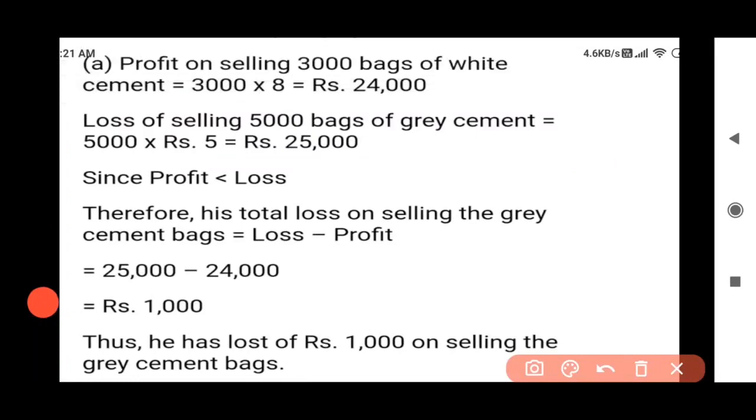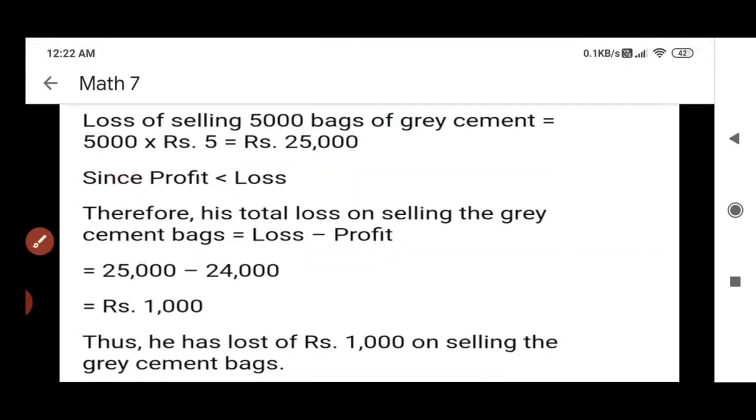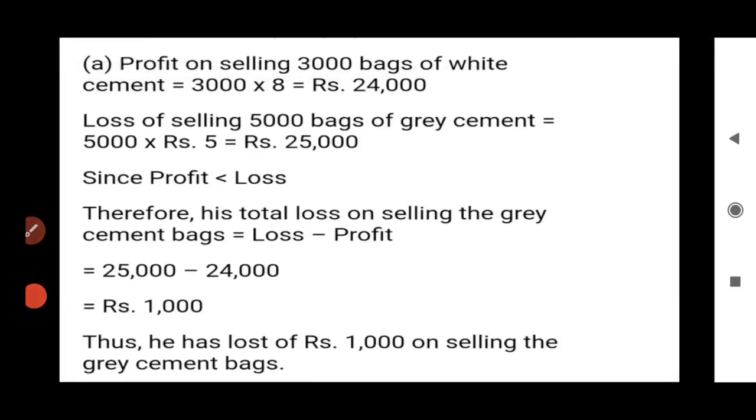Profit on selling 3000 bags of white cement: 3000 into 8, the profit on 1 bag, you get 24,000. Loss on selling 5000 bags of grey cement: 1 bag loss is 5, so 5000 into 5 is 25,000. Compare the two, profit or loss. Since profit is less than loss, his total loss on selling the bags is loss minus profit, equal to 25,000 minus 24,000, which is 1000 rupees. Thus he has lost rupees 1000.